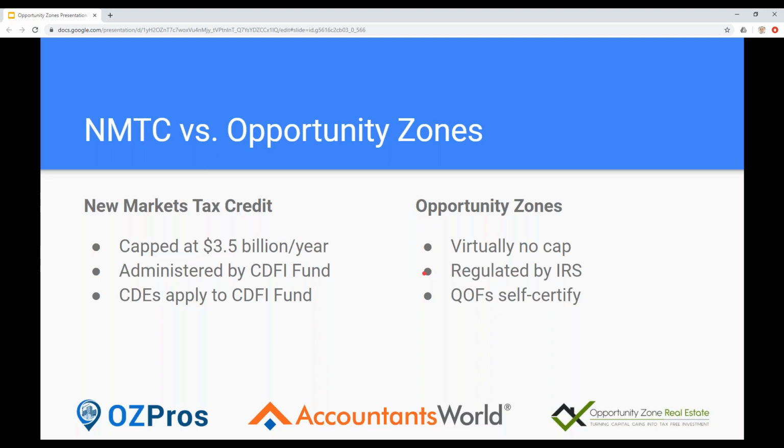It is regulated by the IRS, and as I mentioned, the QOFs, or the Qualified Opportunity Funds, are self-certified, but there's a lot less bureaucracy, a lot less red tape you have to cut through. There's no application or approval process to get funds. It's merely electing to be a Qualified Opportunity Fund, and then it's on you to raise the capital from private investors.